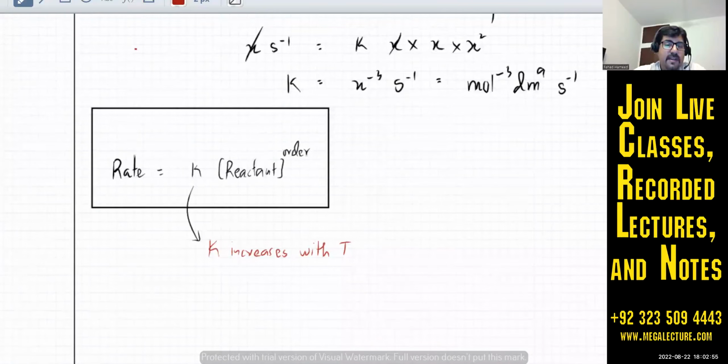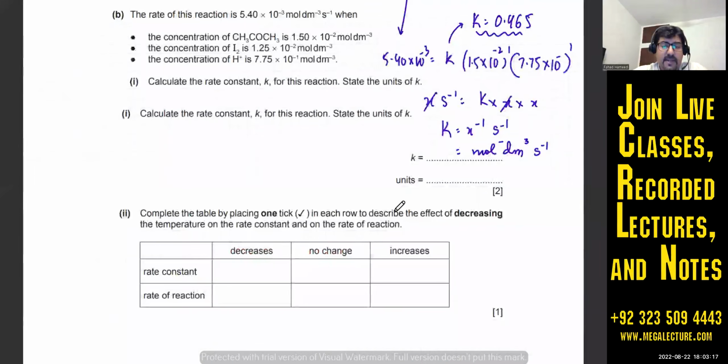Otherwise we will not study temperature, okay? We're just investigating how the rate and the reactant concentration vary, and how you figure out the order. So we're not studying K as such, but if you keep everything constant and you increase temperature and the rate goes up, that only means your K is actually changing. Just remember that. So in the table, we describe the effect of decreasing temperature on the rate constant. When you decrease temperature, the rate constant decreases. And when you decrease temperature, the rate of the reaction also decreases because of that. Okay.